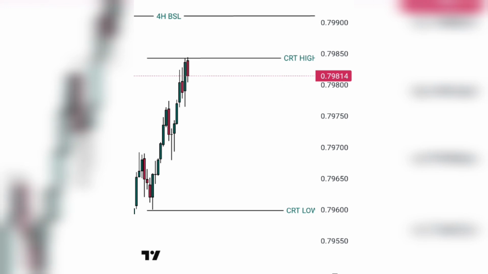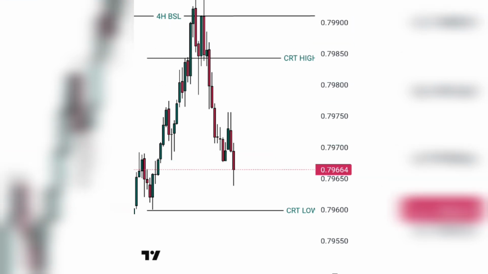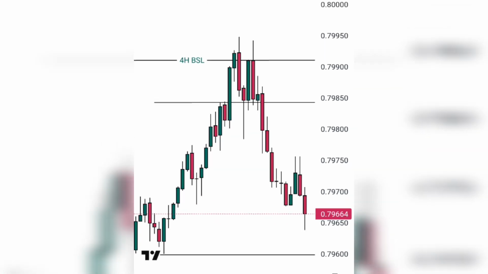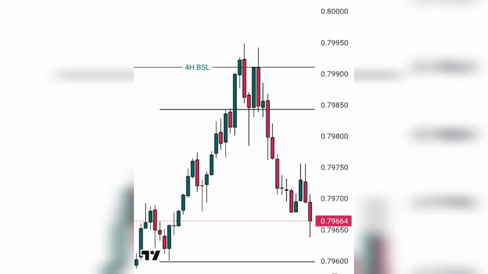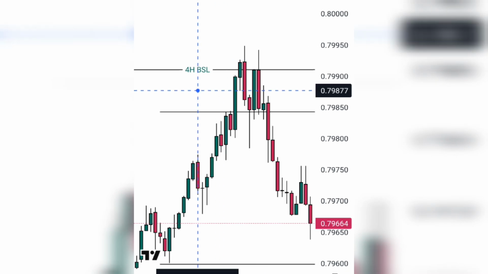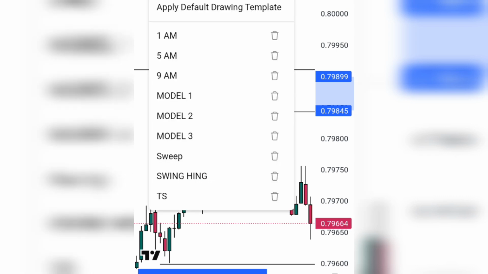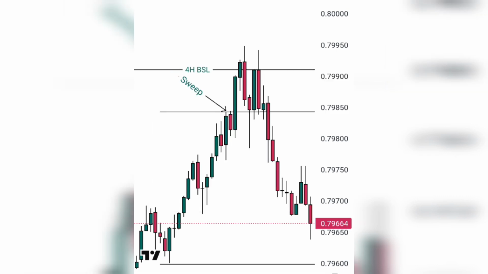So we zoom into the lower time frame, that is 15 minutes. Remember, when the candle is on the 4 hour, you go to the 15 minutes. When it's on 1 hour, you go to 5 minutes. So we can see right there that the market has already swept the CRT high, as you can see, and also has swept the 4-hour buy side liquidity.